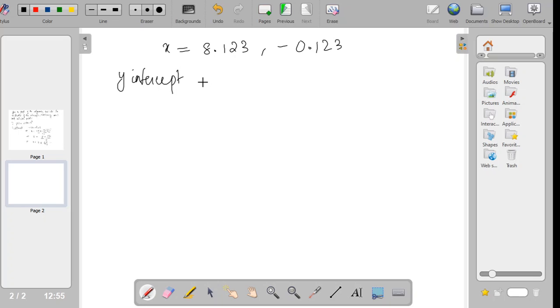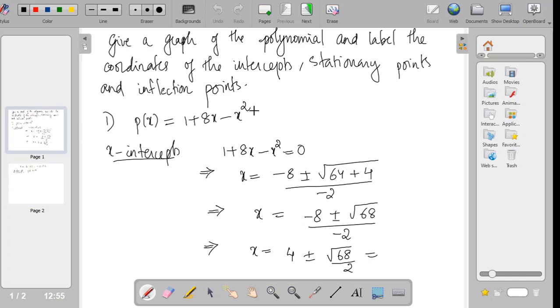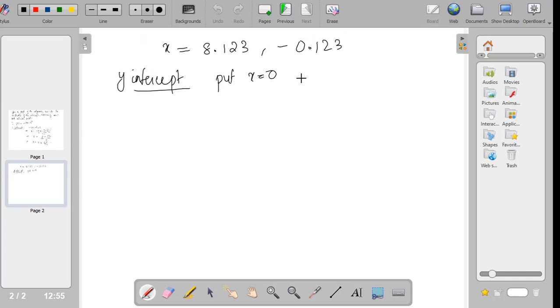Now for y-intercept, put x equal to 0. So when x is equal to 0, y is equal to 1. So therefore the y-intercept is going to be the point 0, 1, and next you need to find the first derivative. Okay, so let us look at what the first derivative is.